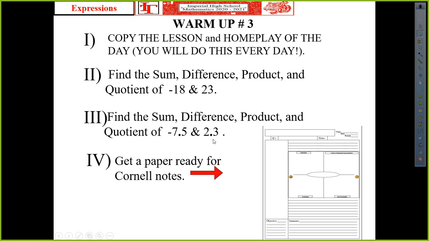So work on those. And once again, in case you forgot, sum means addition, difference means subtraction, product means multiplication, and quotient means division. And you need to do those operations for the 2 numbers given. So work on that, please. Copy that and go.